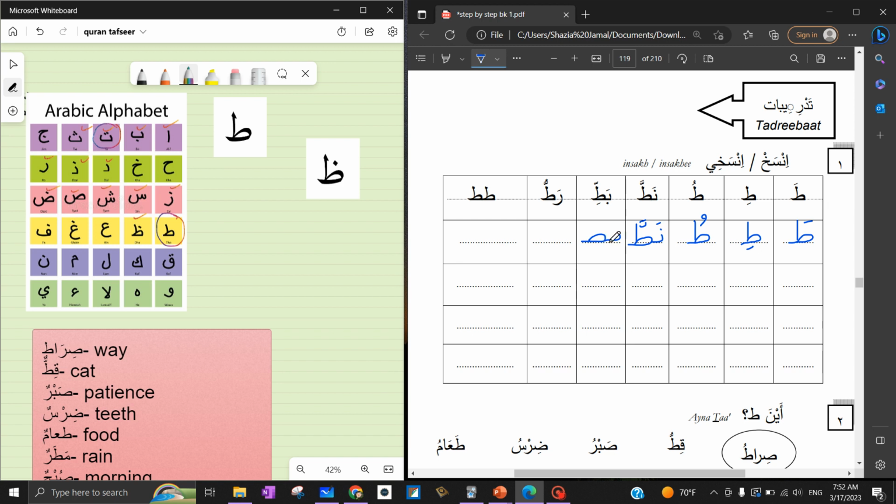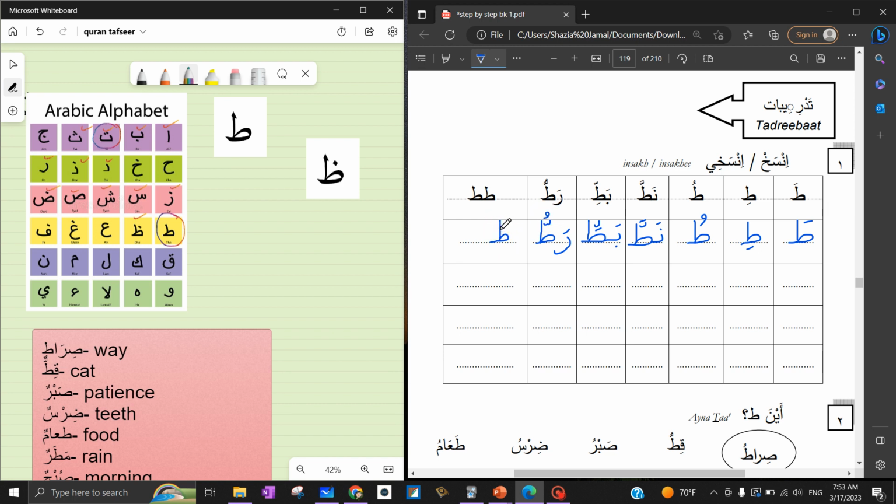Now with ba, ba is the same. If you want to join, you need to join with the tail of the ba. Ba with fatha and ta with shadda and kasra. Either you write a kasra below shadda or here. Both are acceptable. Now ra with fatha and then ta with shadda and dhamma.